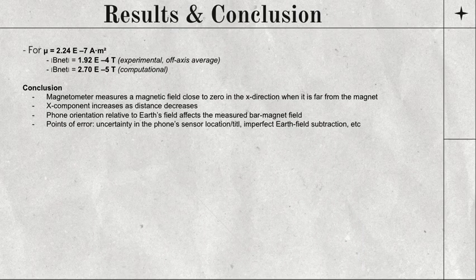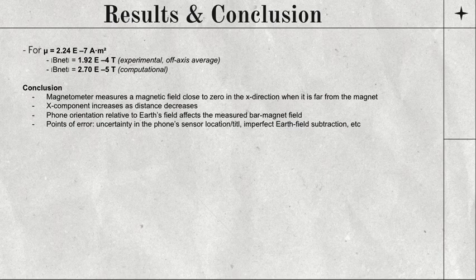And some of the results in the conclusion are that the net for the experiment off-axis average was 1.92 times 10 to the negative 4, and the net for the computational model was 2.7 times 10 to the negative 5. A conclusion that we can make is that the magnetometer measures a magnetic field close to 0 in the x direction when it's far from the magnet. The x component increases as distance increases.